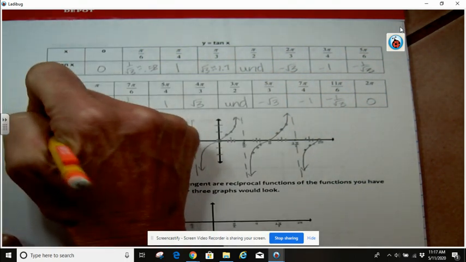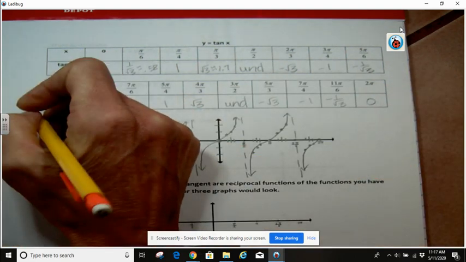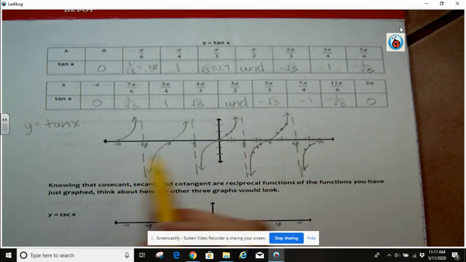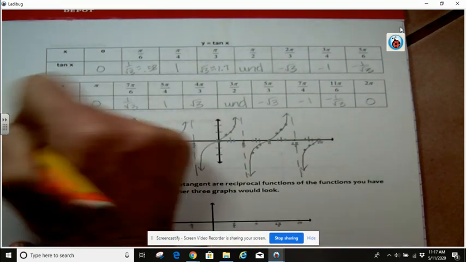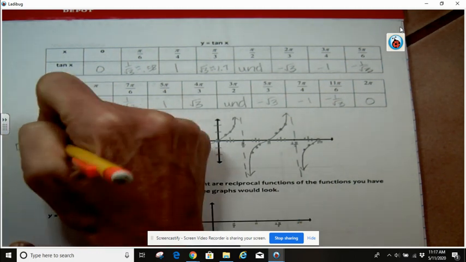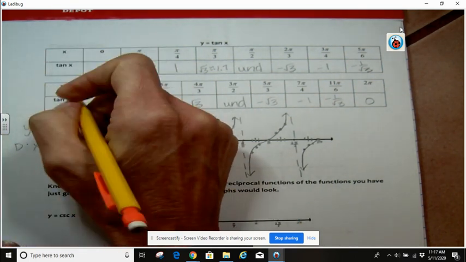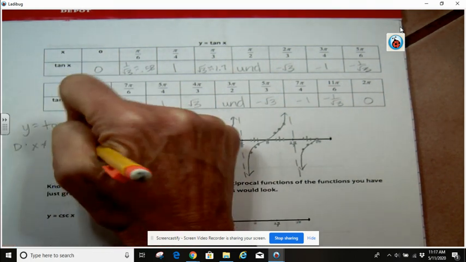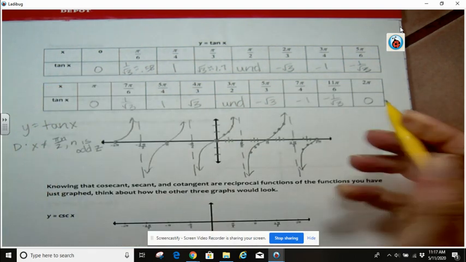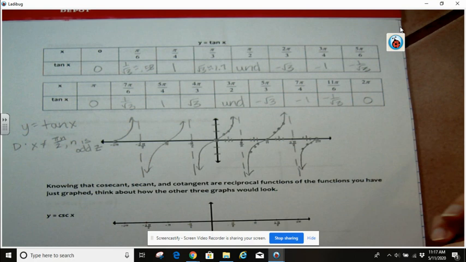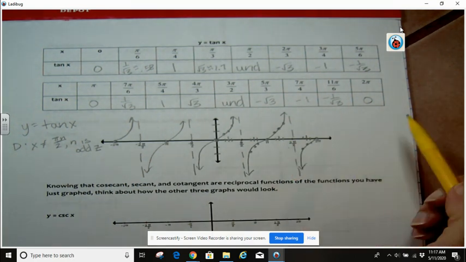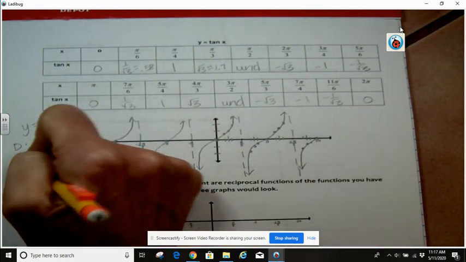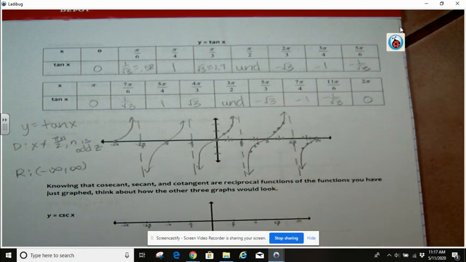So this is your parent function, y equals tangent x. The domain for this one's a little special because we have undefined at all our pi over 2's. So our domain here is that x cannot equal pi over 2n, where n is an odd integer, because it's 1 pi over 2 and 3 pi over 2 and 5 pi over 2 and negative 1 pi over 2. It wouldn't be 2 pi over 2 because that would be pi. The range is negative infinity to infinity because we have these cubic curves.